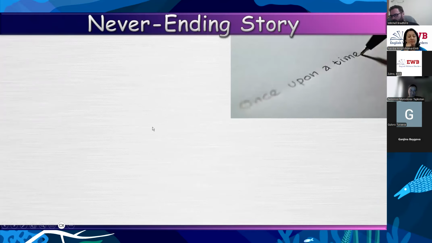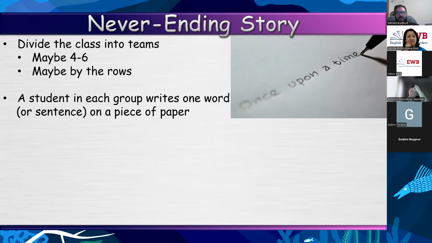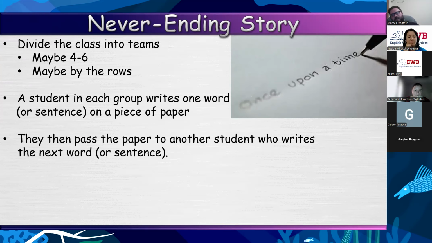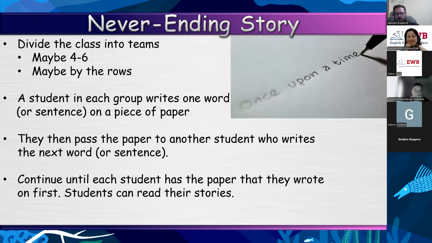Oh, a never-ending story. So if you want to try something with writing, a never-ending story is fun. Pretty much divide the class into teams again, whatever you want to do, maybe 4, 5, 6, 8 by the rows. A student in each group writes one word, or you can choose a sentence, on a piece of paper. Then they pass it to another student who writes the next word or sentence. You keep doing that until all the students have written a word or a sentence. Then you have the students read the stories and talk about which one's the best, which one's the funniest, stuff like that. That'd be kind of fun to try.